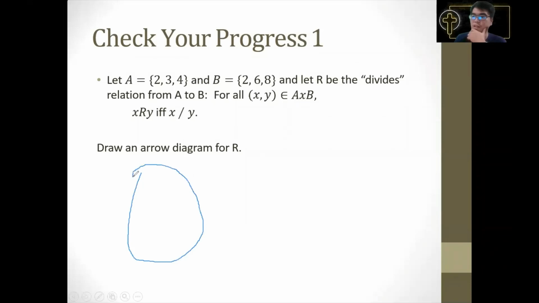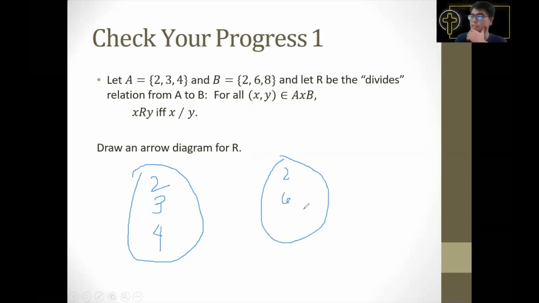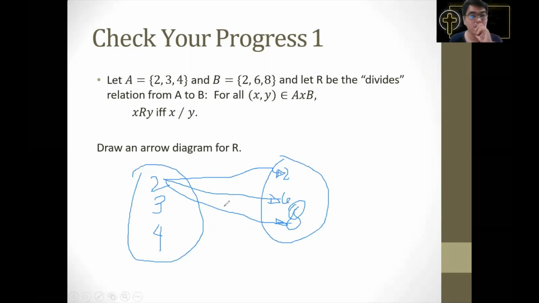We draw a circle and we write the elements of A, which are 2, 3, and 4. And we draw another circle, 2, 6, and 8. Now, is 2 divisible by 2? Yes. So we draw an arrow. Is 6 divisible by 2? Yes. Is 8 divisible by 2? Yes. How about 2? Is 2 divisible by 3? No. So we don't draw an arrow.